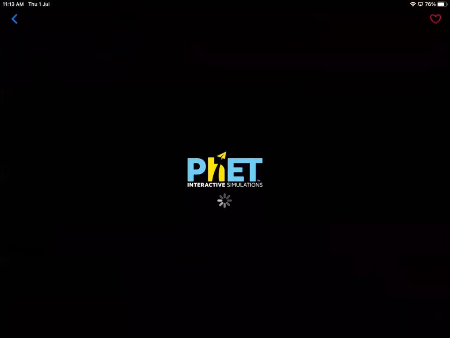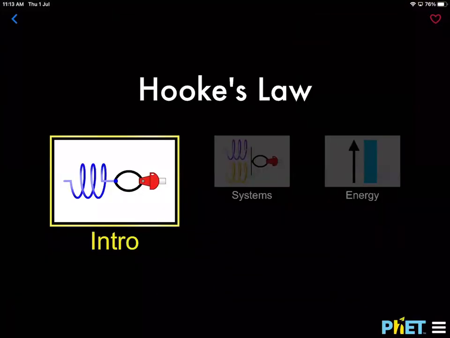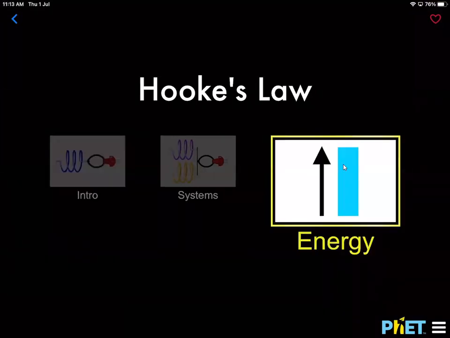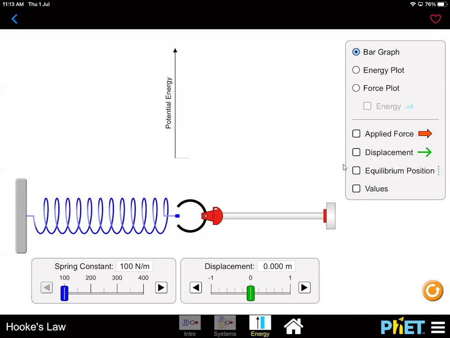So go to Hooke's law, and we want to go to energy. Sorry, I'm on the iPad, I'm on the wrong side. There we go. Okay, so you've got a spring, and the spring is currently in its resting position. If I put the equilibrium position, you can see the green line is at the equilibrium position.